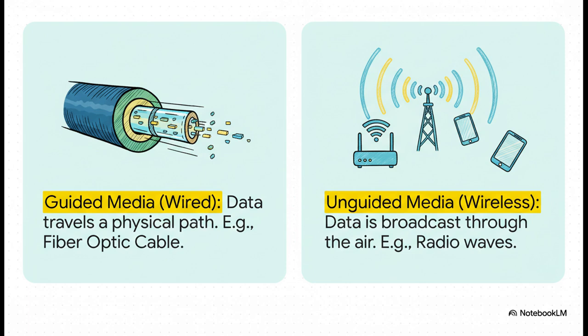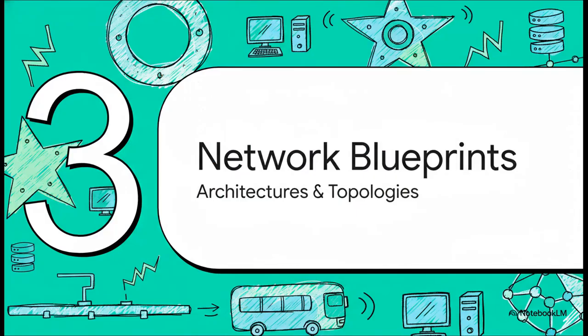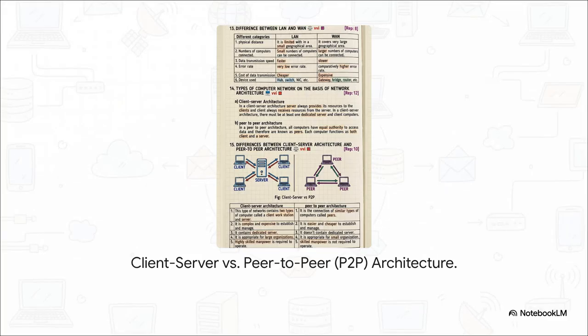The data is just broadcast through the air using things like radio waves for Wi-Fi or microwaves for those long-distance connections. So we know how data can flow and what it travels on. But how are all the computers themselves laid out? It's not just a big random mess. Every single network is built using a specific blueprint, and these are what we call architectures and topologies. At the highest level, you've got 2 main design philosophies.